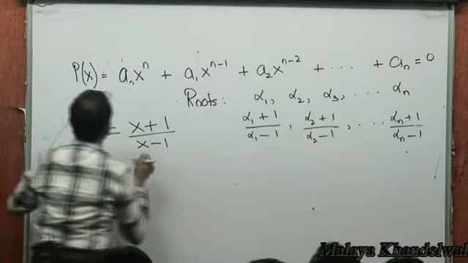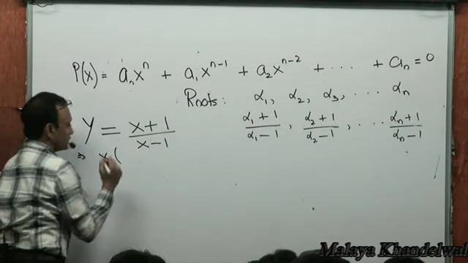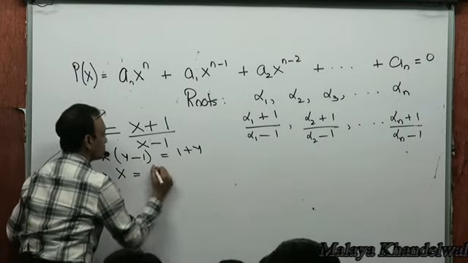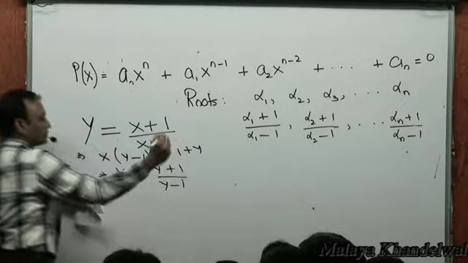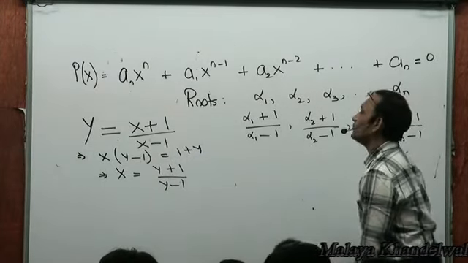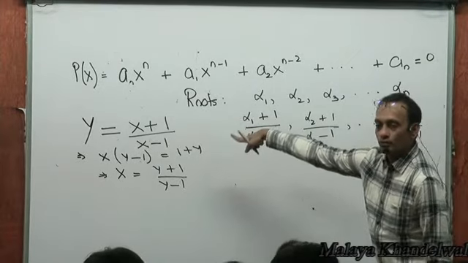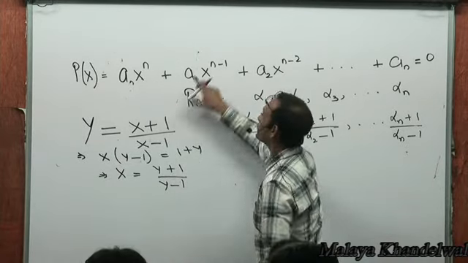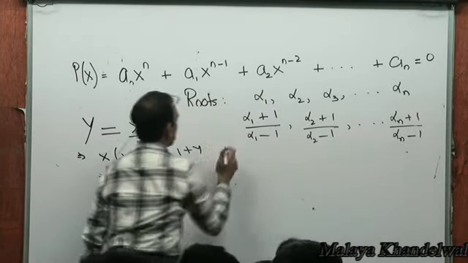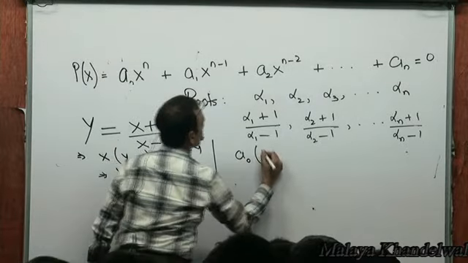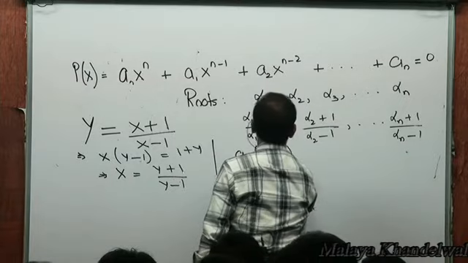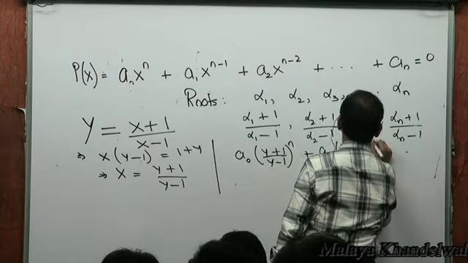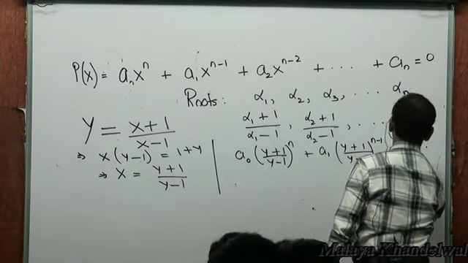So then, to write this in terms of y very clearly, I could write this as x into y minus 1 is 1 plus y. So x then turns out to be y plus 1 by y minus 1. Yes or no? Do you realize that? So let me replace x by y plus 1 by y minus 1. So a naught into y plus 1 by y minus 1 whole to power n plus a1 (y plus 1 by y minus 1) to the power n minus 1 plus an equal to 0.